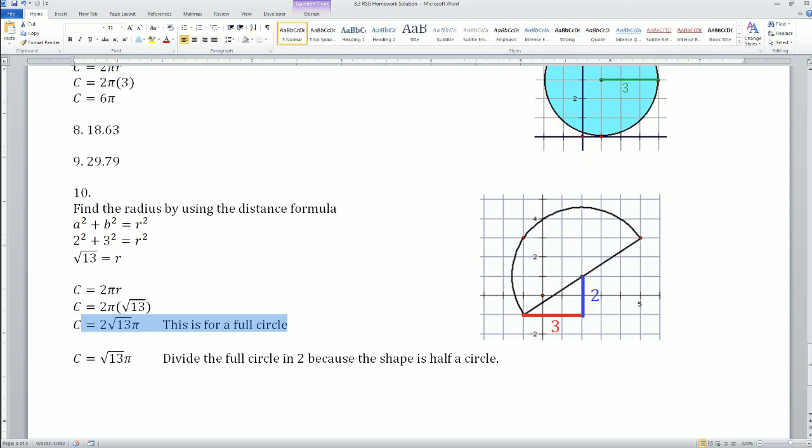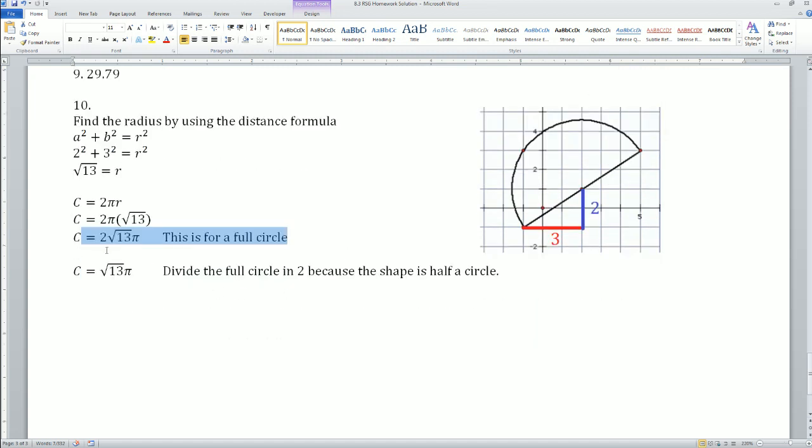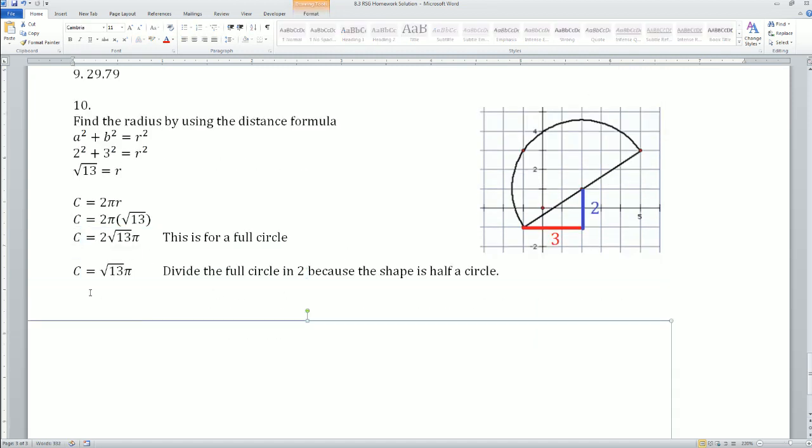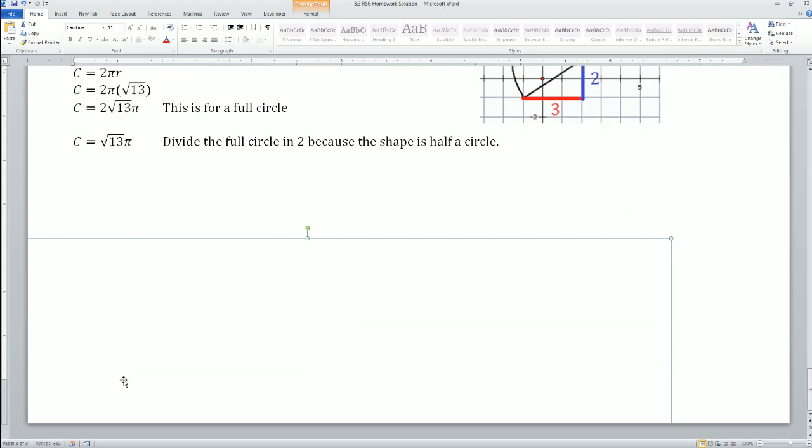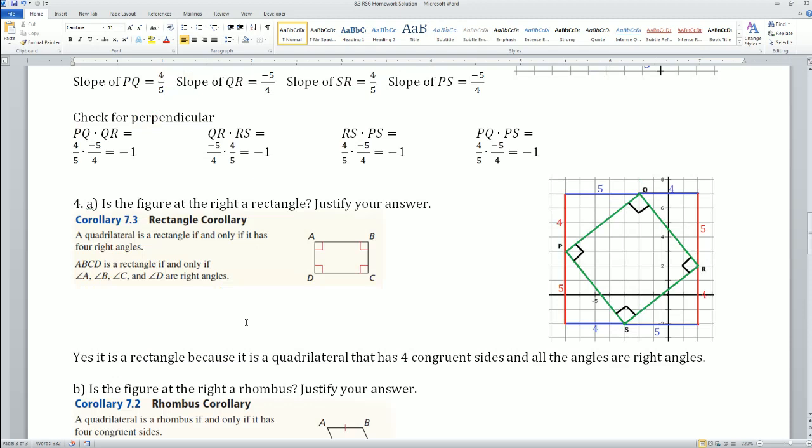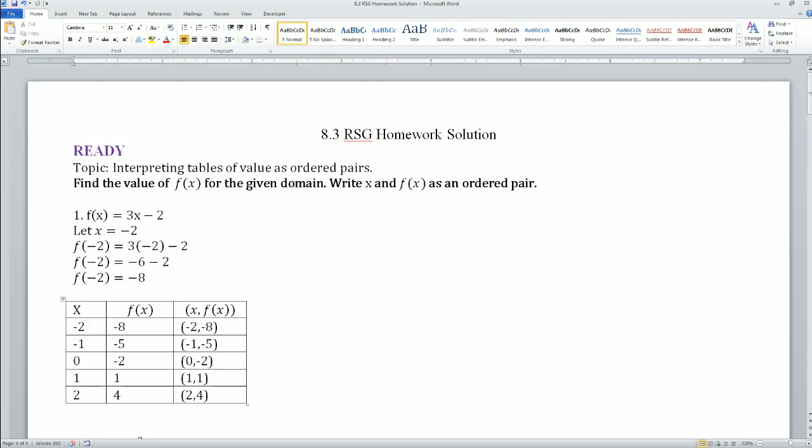So again, this is for a full circle. This is not a full circle. This is half of a circle. They call this a semicircle. So you would have to divide this by 2. Divide that by 2. The 2 here disappears. So the circumference of this semicircle would be just square root 13 pi. That would be your exact answer. And there you go. Those are all your homework solutions for the 8.3 Ready, Set, Go's.